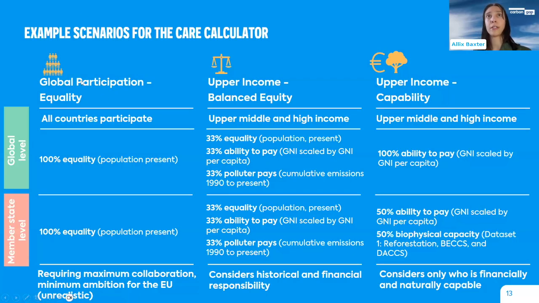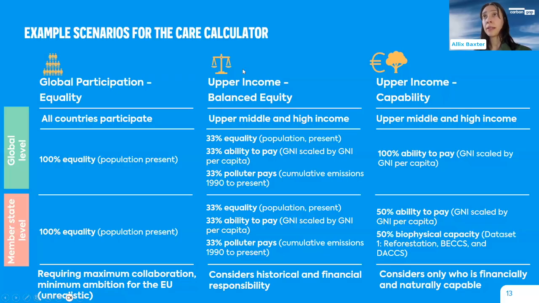So the first one is the global participation equality scenario. With this scenario, all countries participate and their participation is based at the global level and member state level completely on their population size. So this requires maximum collaboration and also results in a minimum ambition for the EU. So we can think of this being slightly unrealistic in terms of other arguments are probably going to be important for these negotiations.